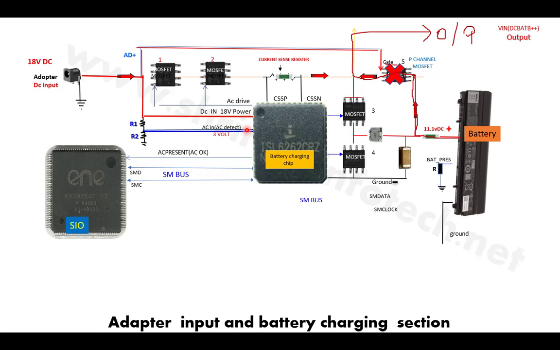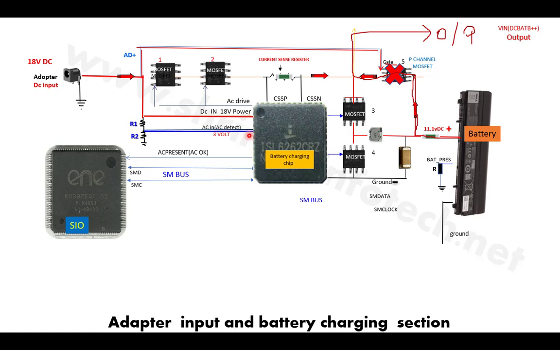It's something like that. Suppose we are going to someone's house, and if we click the button or knock on the door, then that person will come to know that someone is outside, and he opens the door. Similarly, at this AC-in pin, the chip receives 3 volts. That means this chip will come to know that the adapter current is present. It's something like that.